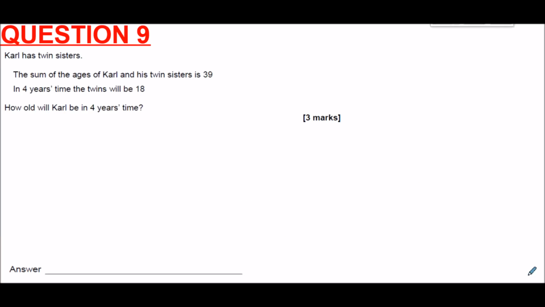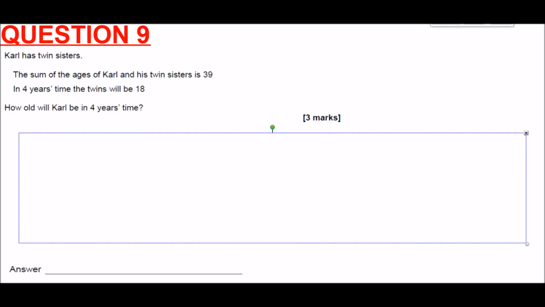Question 9. We're told Karl's got twin sisters and that the sum of the ages of Karl and his twin sisters is 39. In 4 years' time, the twins will be 18. How old will Karl be in 4 years' time? It's information overload of this question, but if you structure it out, it's not half as bad as what it may seem. And so we've got two time frames. We've got now, and we've got 4 years' time.